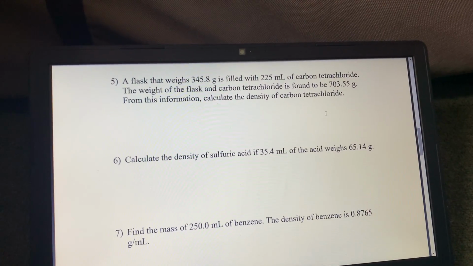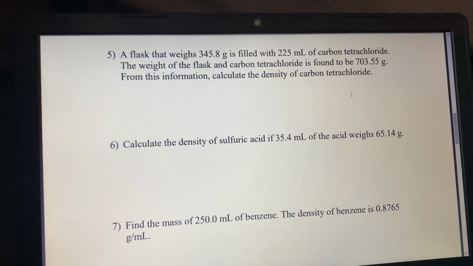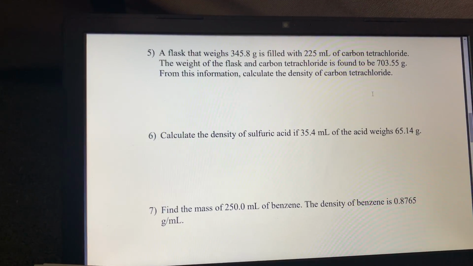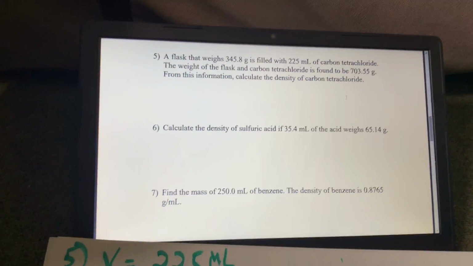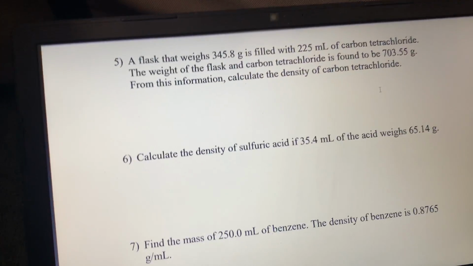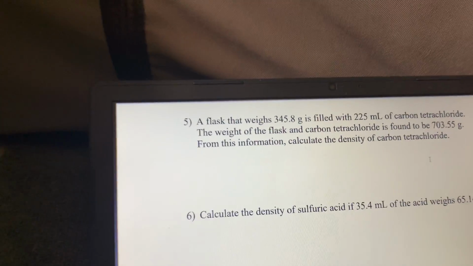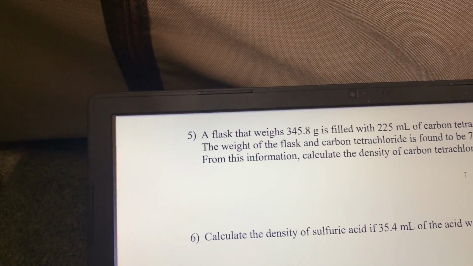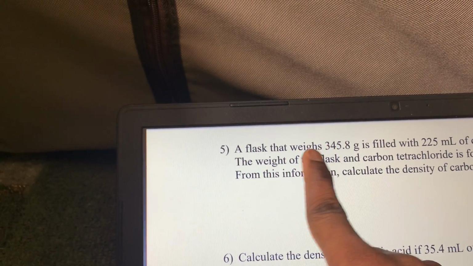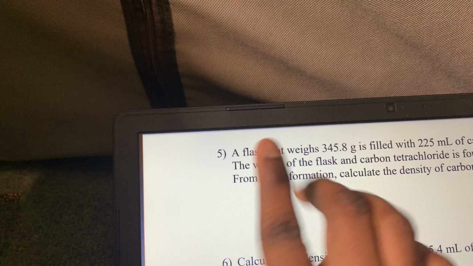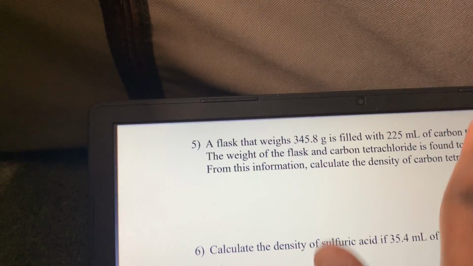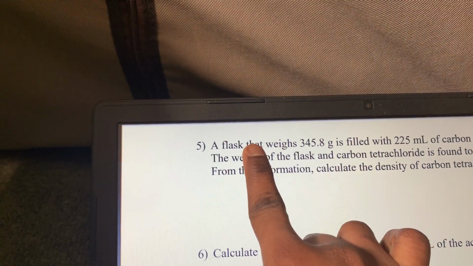Now they are asking us to calculate the density of carbon tetrachloride. They didn't ask us to find the density of the flask, but the density of carbon tetrachloride. Carbon tetrachloride is a kind of chemical we deal with in a laboratory. A flask that weighs 345.8 gram, that's the weight of the flask. It's not the weight of the carbon tetrachloride, right? That's the weight of the flask.